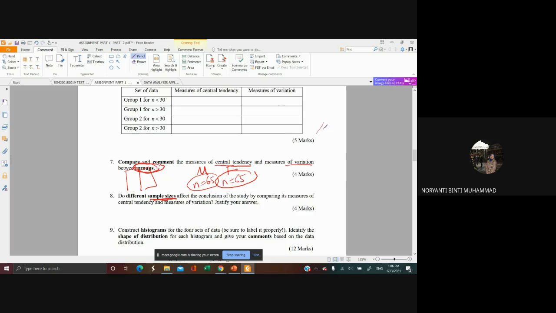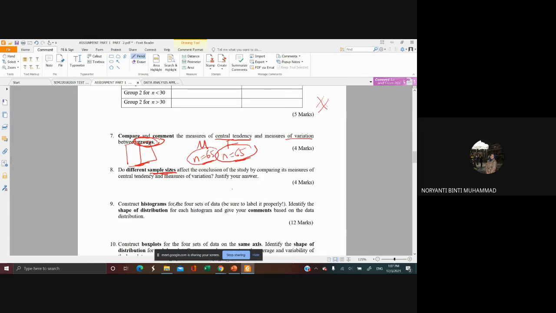But number 8, different sample size. That means the output here, you compare. Usually number 7, students confuse with number 8. Number 7, I want you to have a different output, not the output here. It should be the output for total male, total female, and then you compare measure of central tendency, measure of variation. But number 8, you compare sample size. That means for group male, how the big sample size is, how the small sample size is. For female, how the big sample size is, how the small sample size is. Okay? Clear?